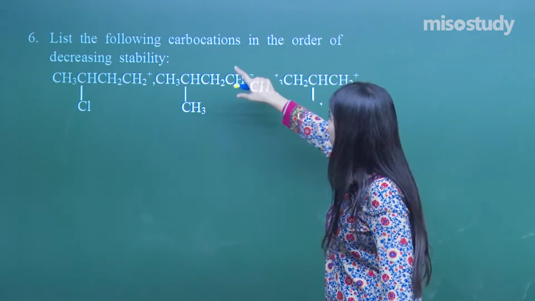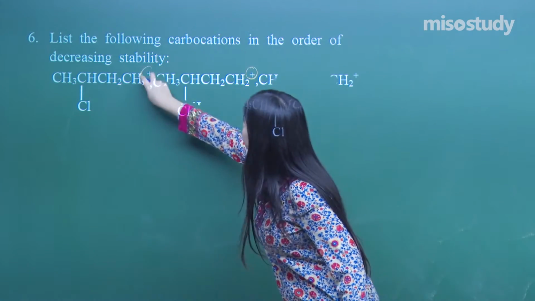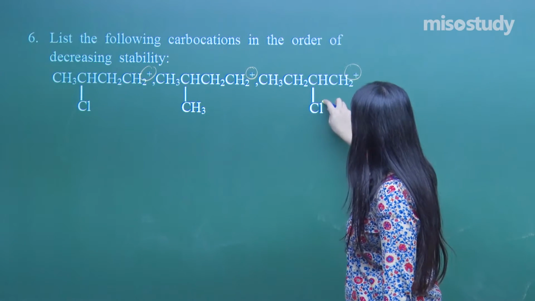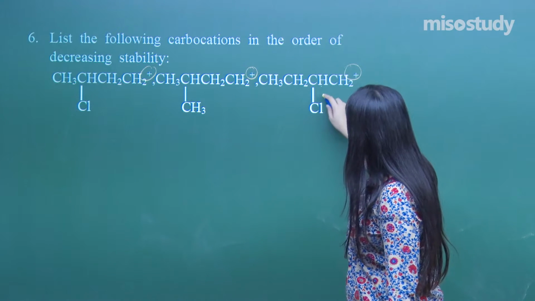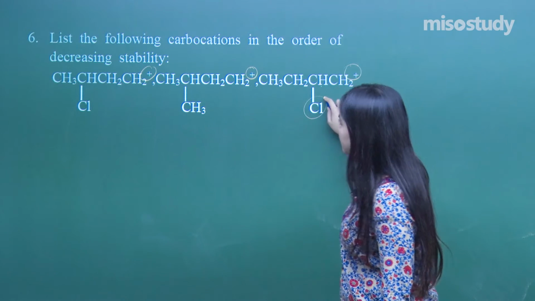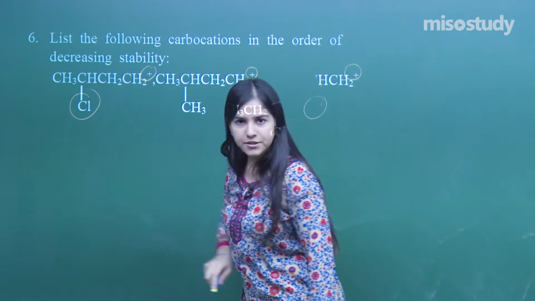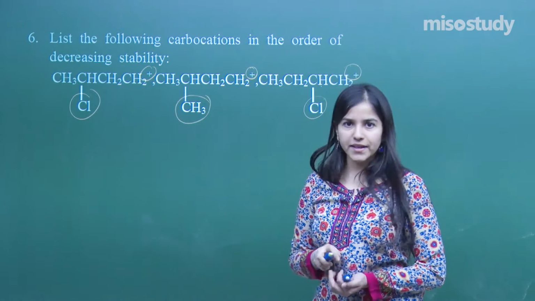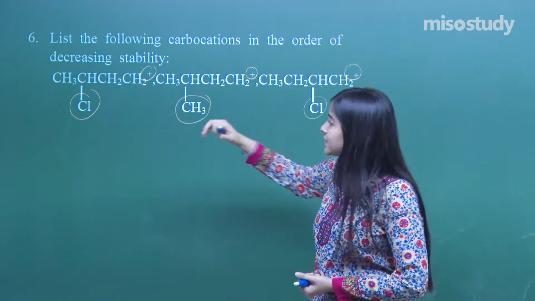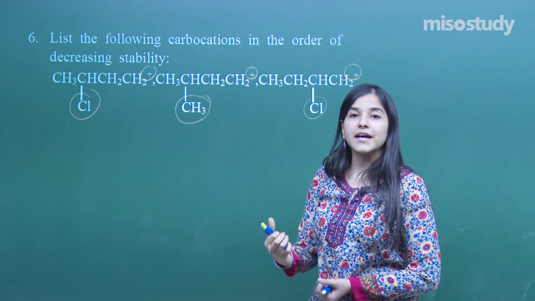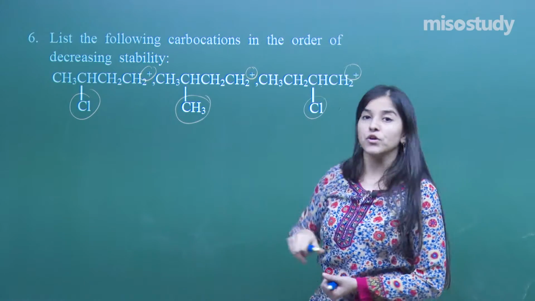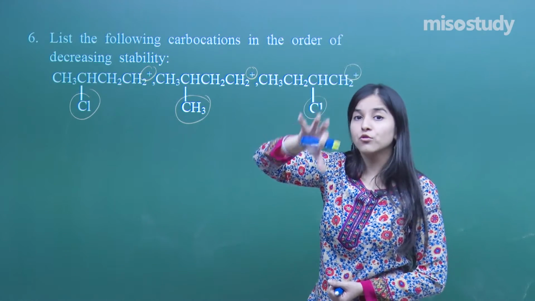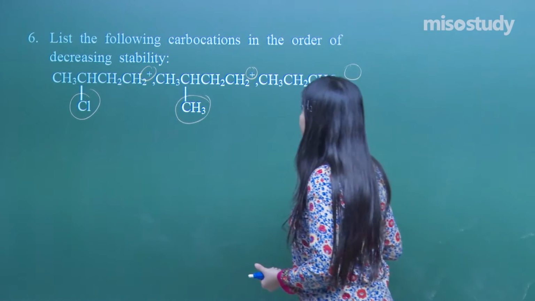Fine. On the first carbon, I have got positive charges. What else do I see? I see the difference is first carbon, second carbon. Here on the second carbon, the Cl is attached. Here on the third carbon, the Cl is attached. And here, again on the third carbon, the CH3 is attached. Fine. Now, what is the difference of these attachments? How will these attachments be influencing these positive charges? I need the order of decreasing stability, starting with the highest, most stable, to the lowest one, right?